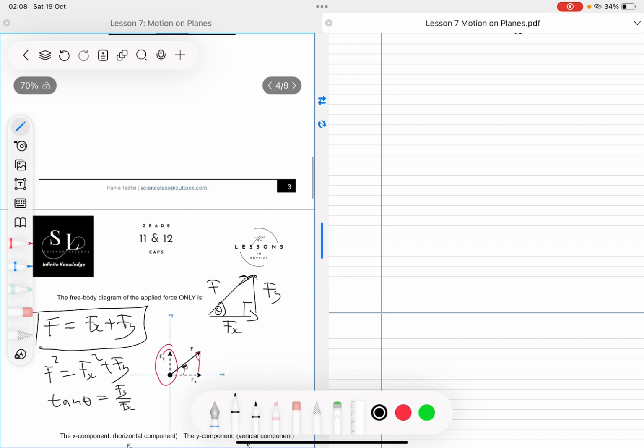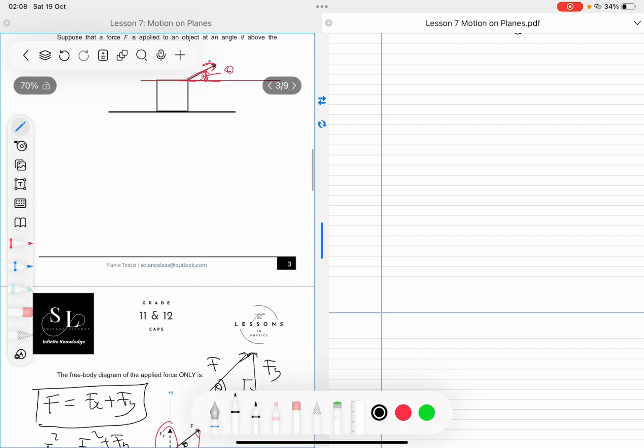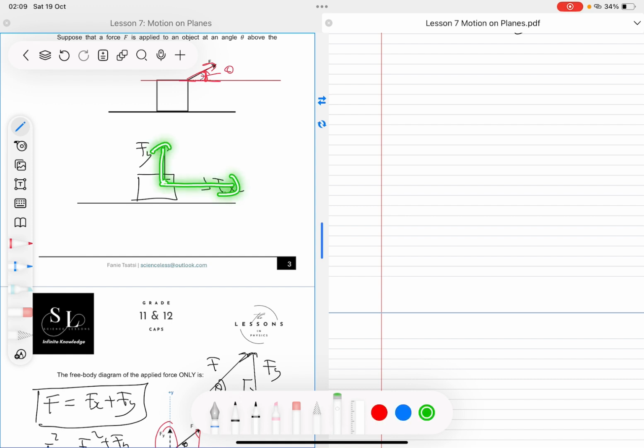Now these two forces, what we're saying here is that if this box was pulled by a force Fx and a force Fy simultaneously, if I were to pull this box in this direction and in that direction at the same time, right, I will have the same effect. The box will move in the same way as pulling it with this force here. That's what we mean when we say these two forces are components of this force.